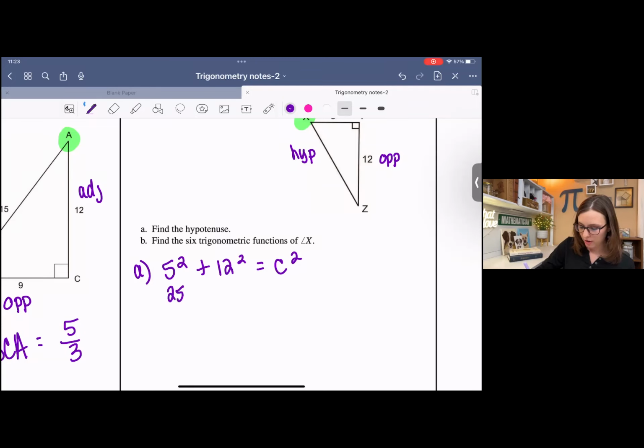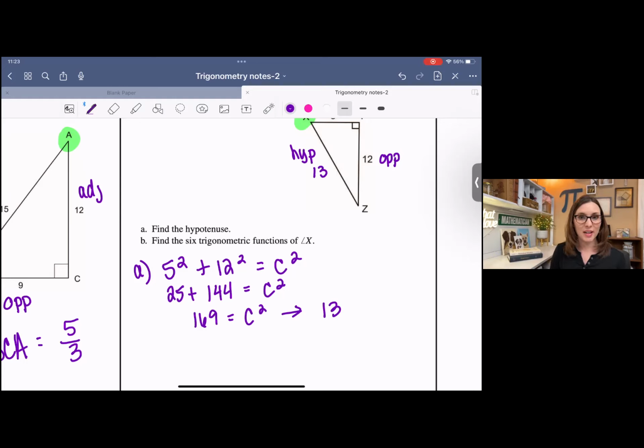That's going to be 25 plus 144. That's 169. And then you take the square root and we get 13. So our missing side is 13. Now I can set up my 6 trig functions.